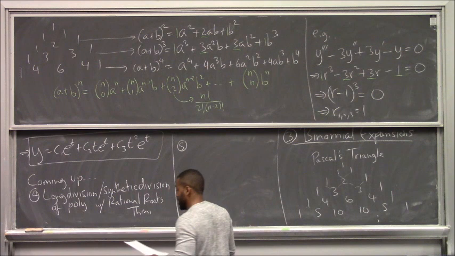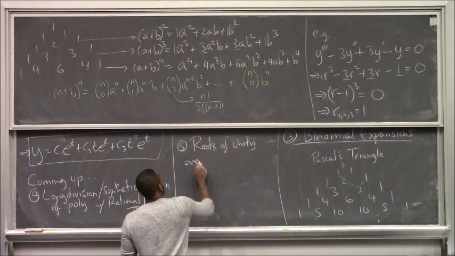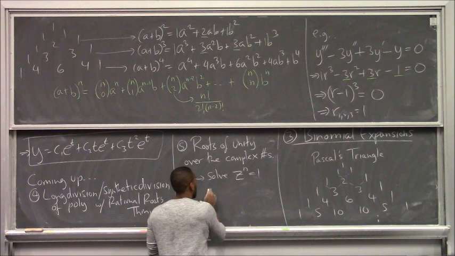And we're going to look at roots of unity. Those are the complex numbers. Basically, we want to be able to solve something like z to the n equals 1, where z is a complex number.